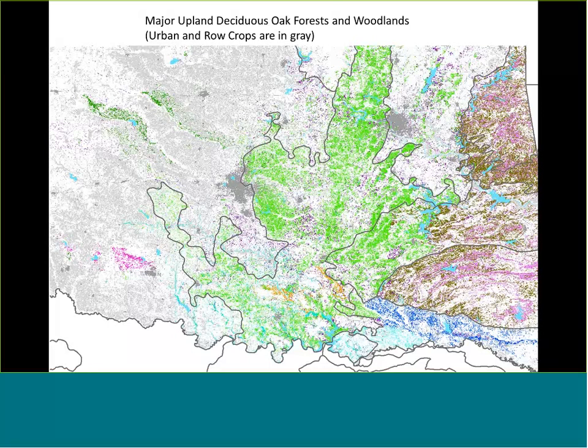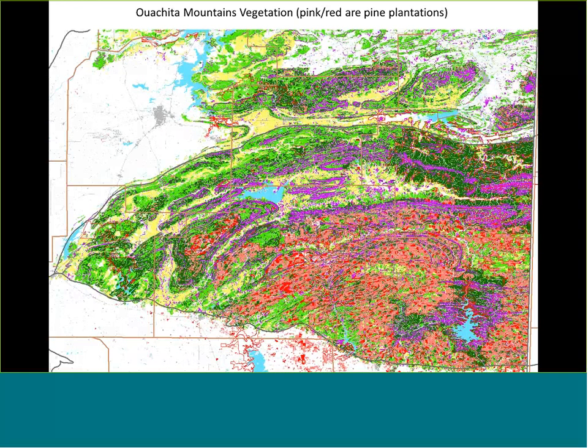This is a zoom in of the Ouachita Mountains. The pink and red are pine plantations, which are pretty extensive. Purple is sort of a mesic deciduous oak hickory type. The light green is a drier oak hickory type. The dark green are shortleaf pine and shortleaf pine oak types. The yellow is a grassland.